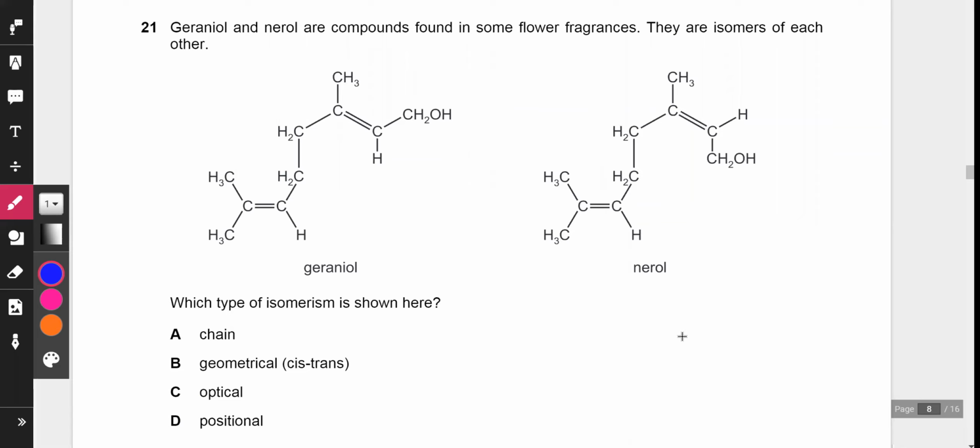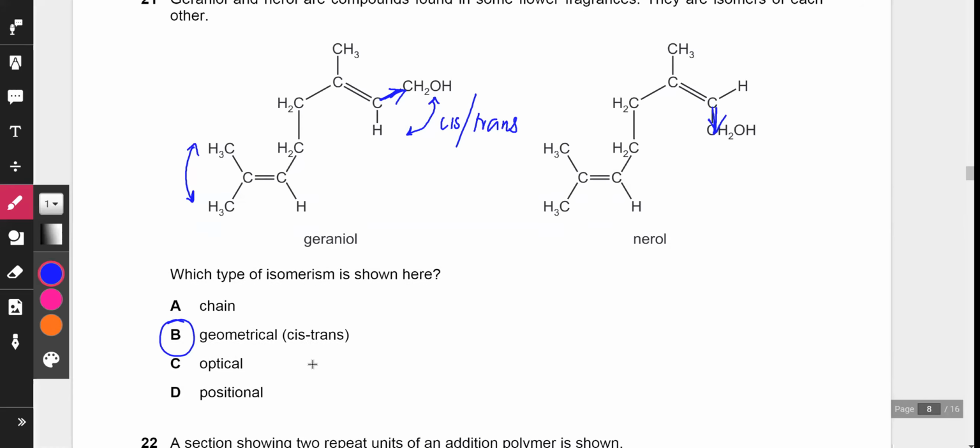The only difference is that over here, the CH2OH is pointing upwards. Over here, the CH2OH is pointing downwards. That's the only difference, and that's your cis and trans arrangement. So it's a geometrical isomer. Over here, in this double bond, cis and trans are not possible because even if you switch the two sides, they're going to remain exactly the same. Over here, cis and trans arrangements would be possible. You would have two different arrangements around the double bond, one would be cis, the other one would be trans. So it's a geometrical isomer.